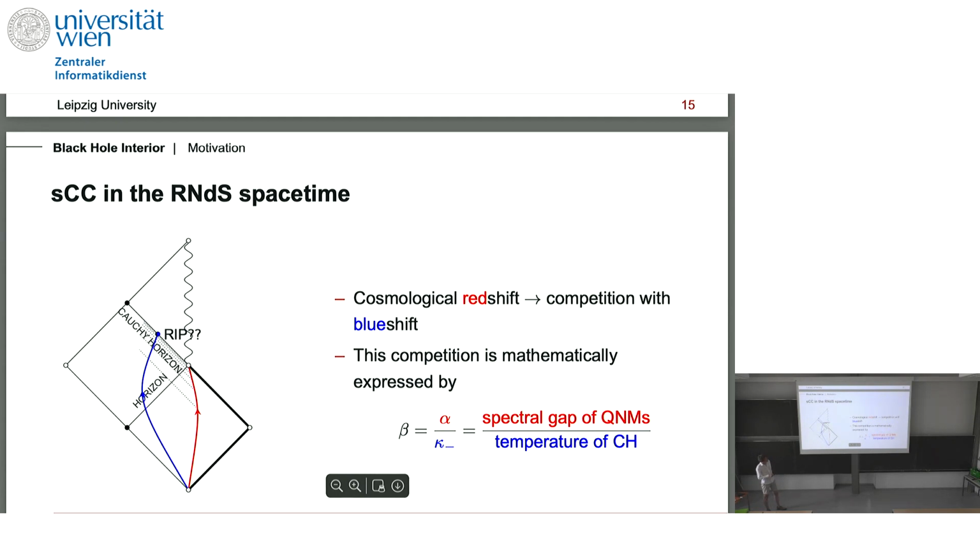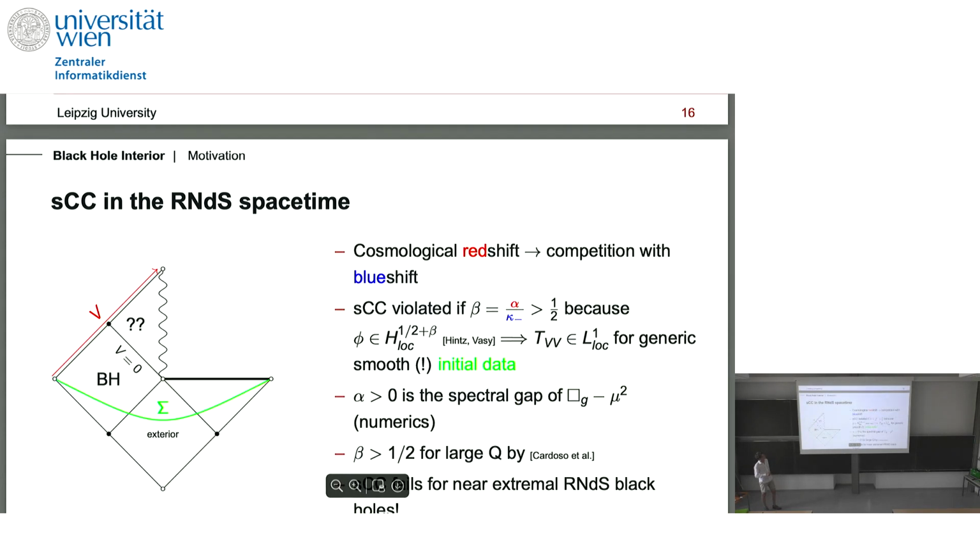And the quantity which perfectly expresses this competition between the redshift, so the exponential decay outside, and the blue shift here, is this quantity called beta, which has nothing to do with an inverse temperature. It is a dimensionless number, which is the quotient of the spectral gap of the quasi-normal modes, so the decay rate, the decay time, of the quasi-normal mode, the slowly decaying waves that describe the ringing of the black hole, the vibration, and kappa minus, which is the temperature of the inner horizon. It's somehow the quotient between the two.